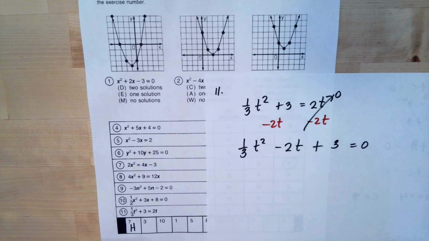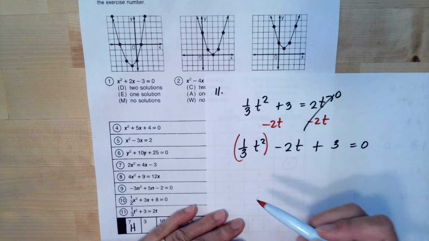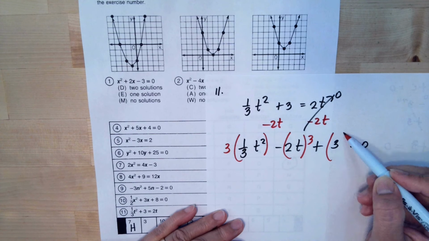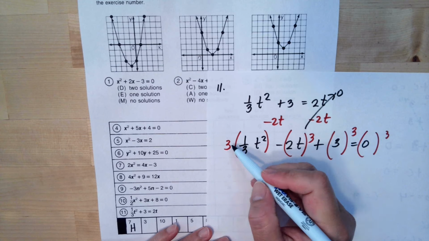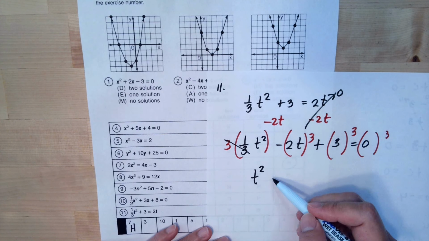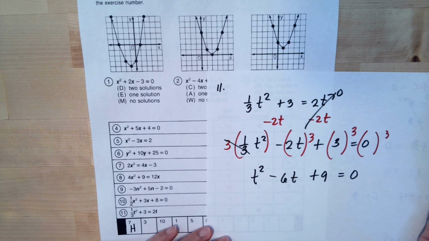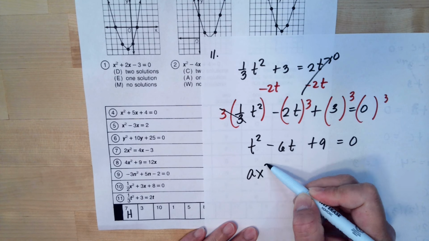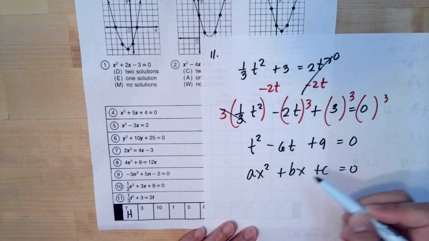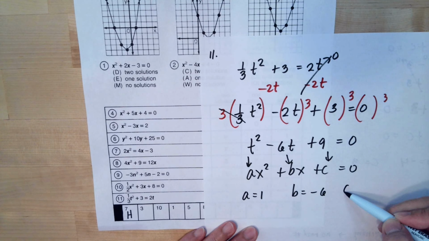Now, let's get rid of the fraction. Because I know you hate fractions, so let's get rid of it. How can we do that? We will multiply everything by the denominator, which is 3. So we will multiply all the terms by 3. So 3 over 3 will be 1. So we have t squared. 2 multiplied by 3 is 6. 3 multiplied by 3 is 9. And this will be 0, because anything you multiply by 0 is still 0. Now you have ax squared plus bx plus c is equal to 0. So your a will be 1, your b is equal to negative 6, and your c is 9.